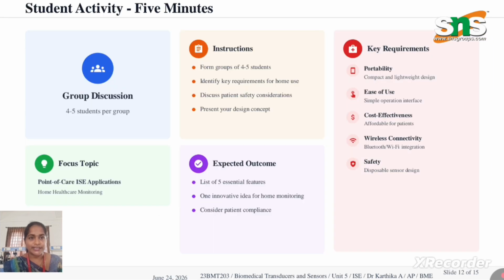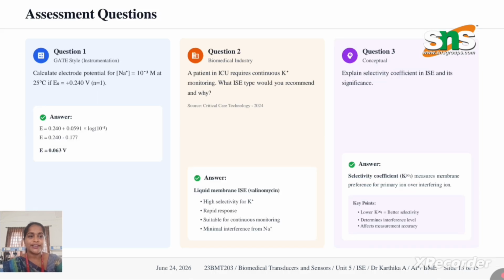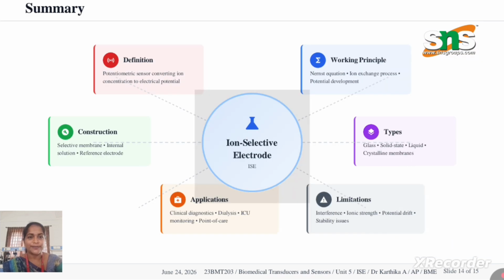And student activity, here I have included group discussion on point of care ISE applications for home healthcare monitoring. These are the assessment questions from GATE, biomedical industry and conceptual.